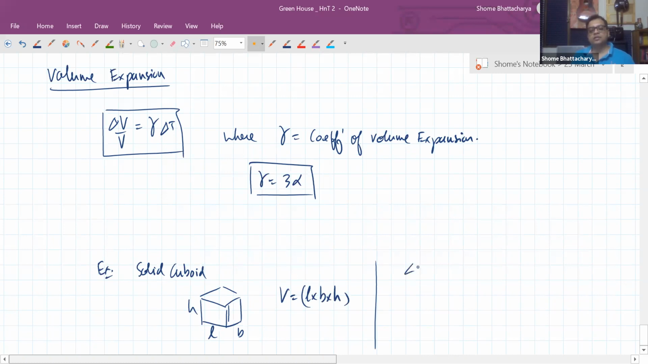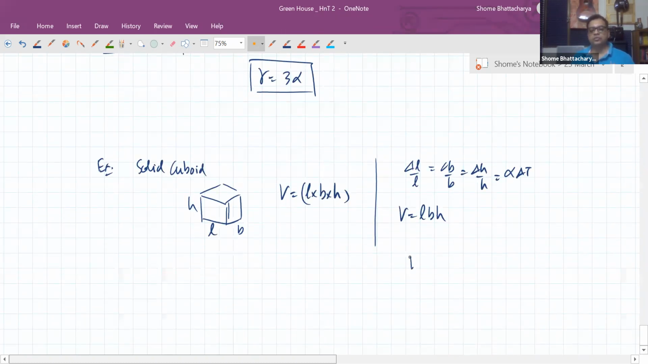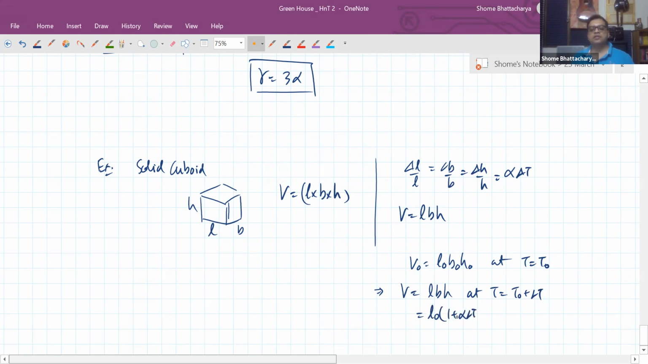We know that delta L by L is equal to delta B by B is equal to delta H by H, because they're all linear dimensions. So they will change by a fractional change of this much. Now volume is equal to the product of the three. If the volume was L naught into B naught into H naught at some temperature T naught, then the volume is L into B into H at T naught plus delta T. So that is L naught times 1 plus alpha delta T.